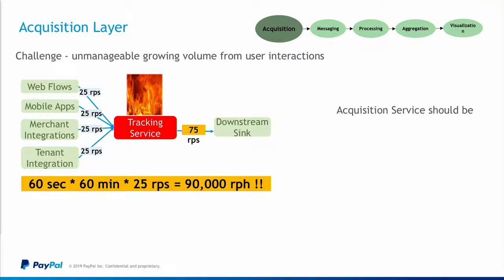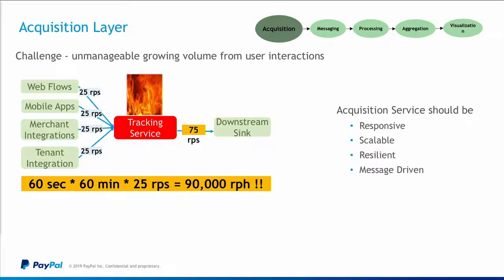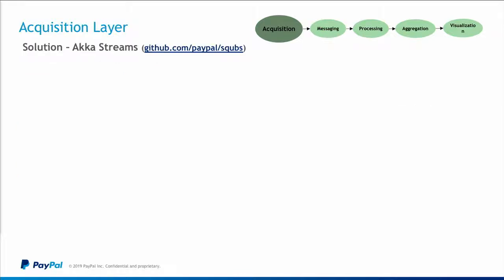So the acquisition service is expected to be responsive, scalable, resilient, and message driven. Basically, it should give a positive experience under any situation to every user request that we receive. And how do we achieve this? We do it through Akka Streams. We have our REST and web application that acquires data from all of these sources, which is built out of Akka Streams. What is Akka Streams?